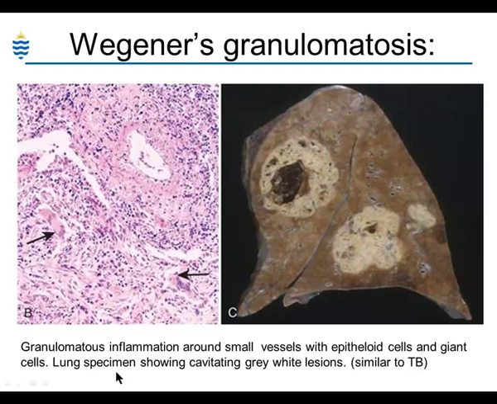Wegener's granulomatosis, granulomas, giant cells around the blood vessels, same like tuberculosis but without caseation, and it also causes lung lesions similar to tuberculosis, cavities with granulomas. So, sarcoidosis, Wegener's and tuberculosis should be differential diagnoses if you see granuloma within lungs.